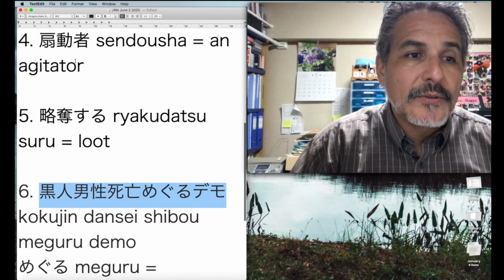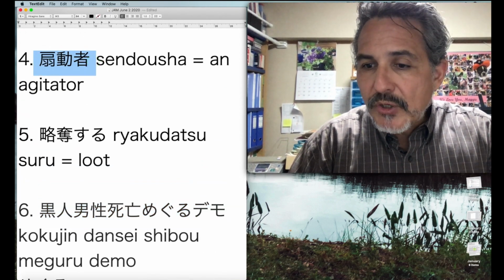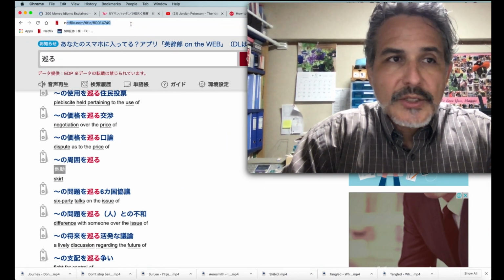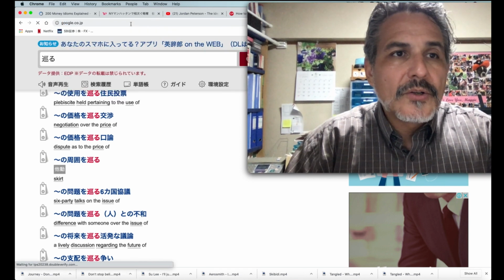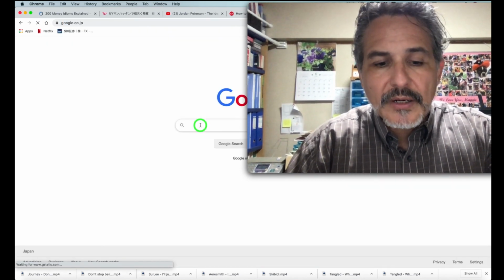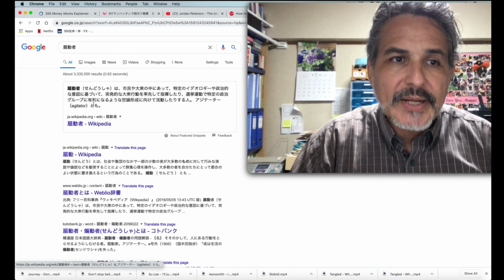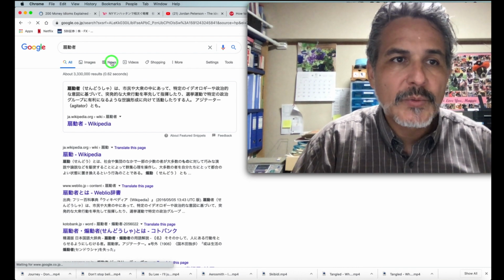Now what I want to do is show you some things. I'm going to type in this sendo here. I'm going to open up a Google over here. I'm just going to go to Google and drop it in there. This is the new difficult word, sendousha, right? It explains it to you in Japanese, but we're going to click on news and see what we get.